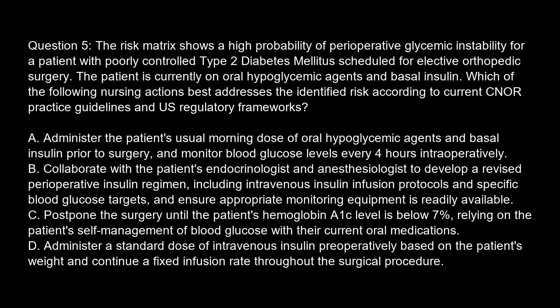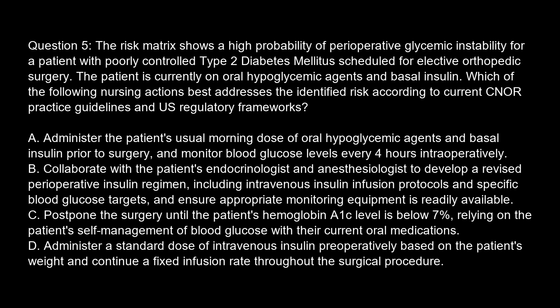Option A. Administer the patient's usual morning dose of oral hypoglycemic agents and basal insulin prior to surgery, and monitor blood glucose levels every 4 hours intraoperatively. Option B. Collaborate with the patient's endocrinologist and anesthesiologist to develop a revised perioperative insulin regimen, including intravenous insulin infusion protocols and specific blood glucose targets, and ensure appropriate monitoring equipment is readily available.